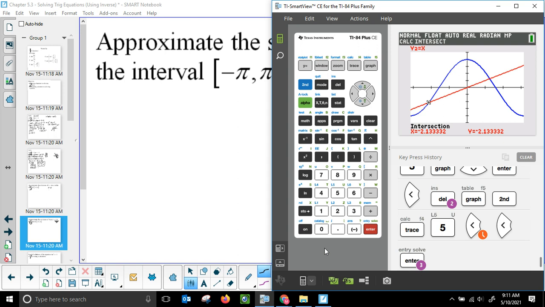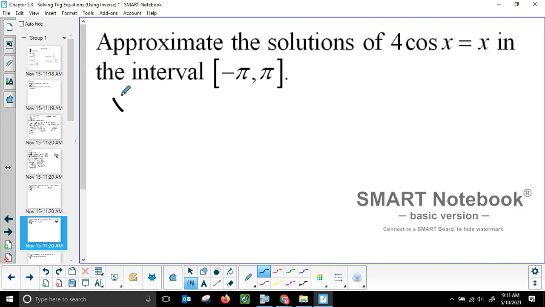Yeah. So negative 2.1. I mean, it's close, right? It's slightly off, but it's pretty close. The phone app isn't near as accurate as the one on your computer. All right, so negative 2.133.